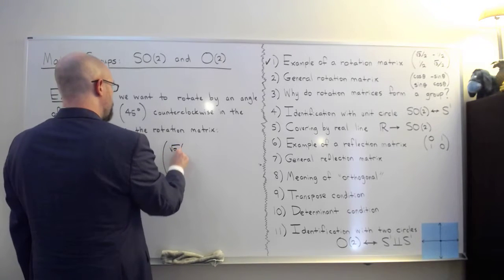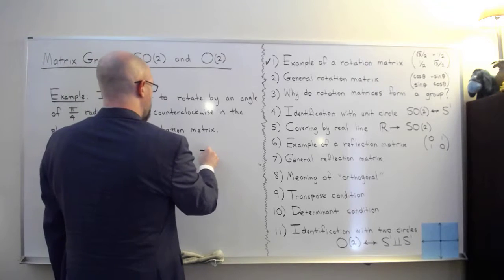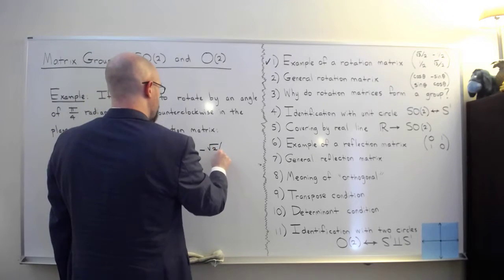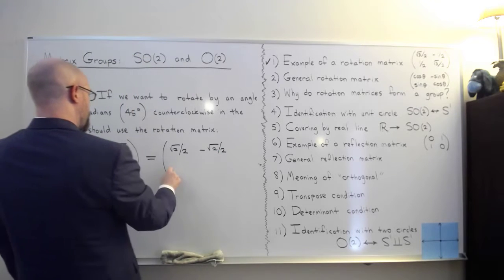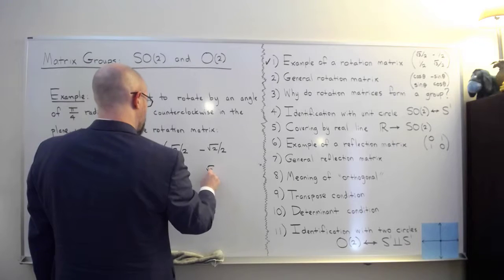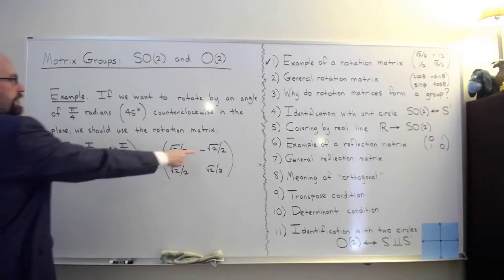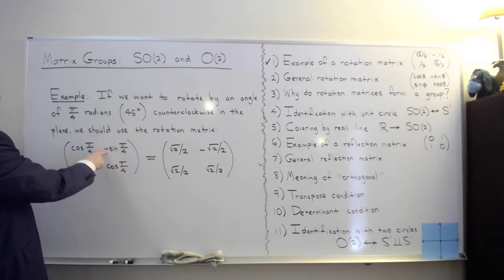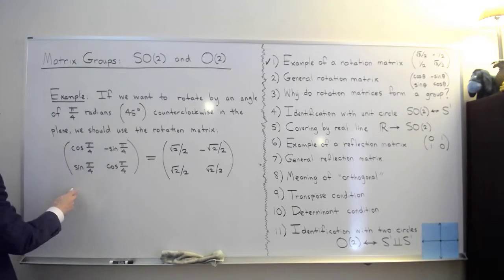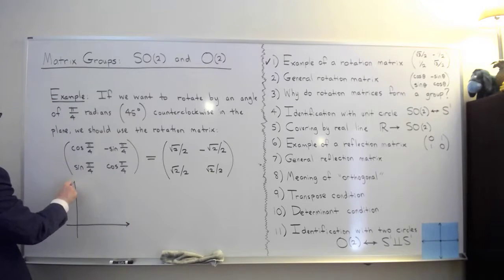This one is square root of 2 over 2. That's the cosine here. Minus sine, this is minus square root of 2 over 2. The sine, this is square root of 2 over 2. And then this is square root of 2 over 2. See, they're all the same size. The only difference is there's this minus sign because of the minus sign here.